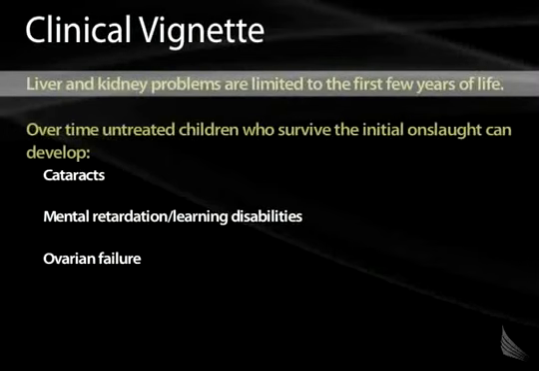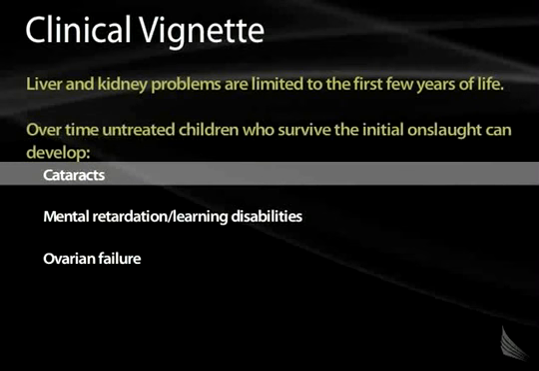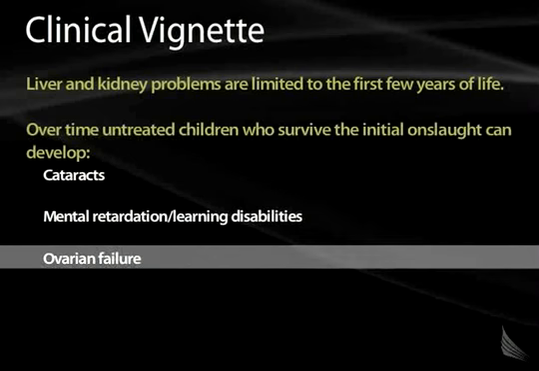Now, the liver and kidney problems are limited to the first few years of life. That is, if you can control this disease early, usually there won't be any long-term consequences. However, if children are untreated and then survive the initial liver and kidney problems, they develop cataracts from accumulation of galactitol. They may have mental retardation and learning disabilities and ovarian failure in girls.